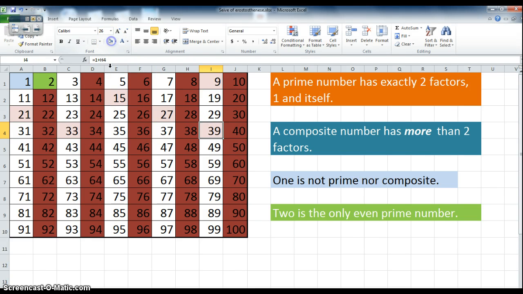36, 39, 42, 45, 48, 51, 54, 57, 60, 63, 66, 69, 72, 75, 78, 81, 84, 87, 90, 93, 96, and 99. Pause the video and get caught up.